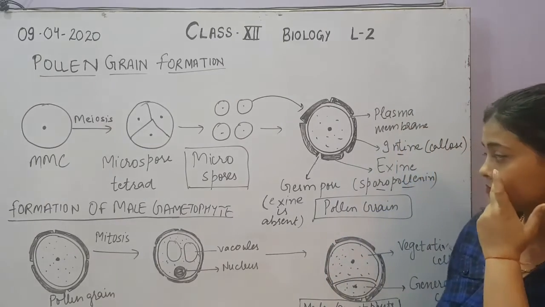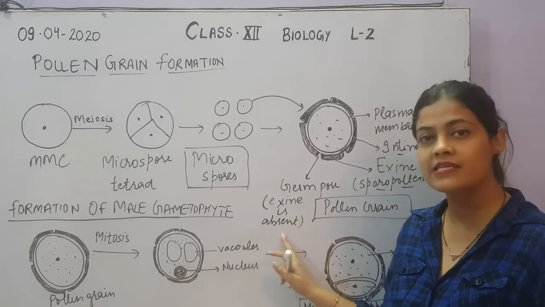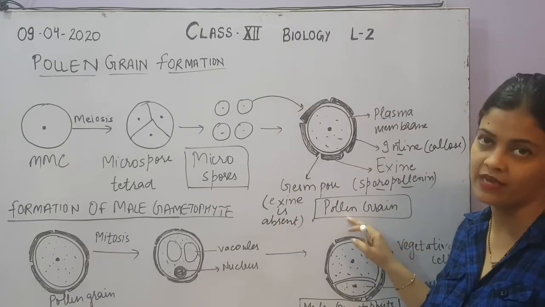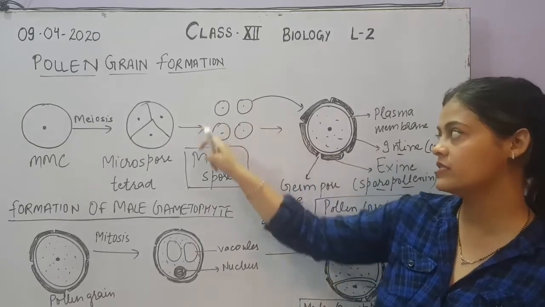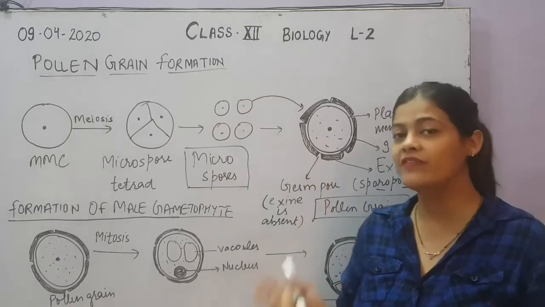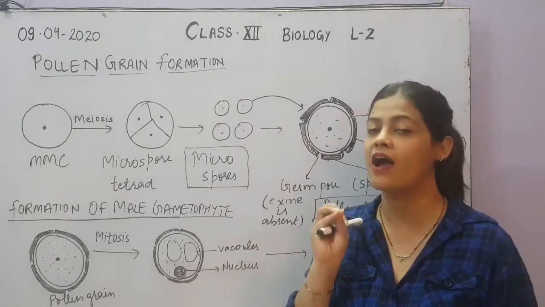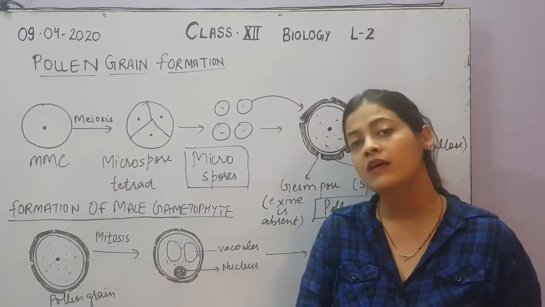Okay, clear? Now you can see here, germ pore means where exine is absent. Now this structure is considered to be the pollen grain. I hope you understood the difference between microspore and pollen grain. This is microspore. When it is covered with intine and exine layer, then it is called pollen grain, because pollen grains are the structures which have to travel towards the female reproductive organ.